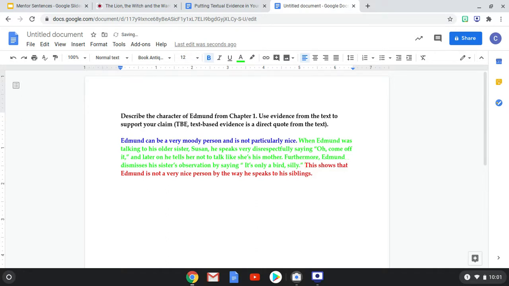And so now let's look at this thing as a whole. So we had to describe Edmund from chapter 1. We said Edmund can be a very moody person and he is not particularly nice. When Edmund was talking to his older sister, Susan, he speaks very disrespectfully saying, quote, oh, come off it. And later on, he tells her not to talk like she's his mother. Furthermore, Edmund dismisses his sister's observation by saying, quote, it's only a bird, silly. This shows that Edmund is not a very nice person by the way he speaks to his siblings.